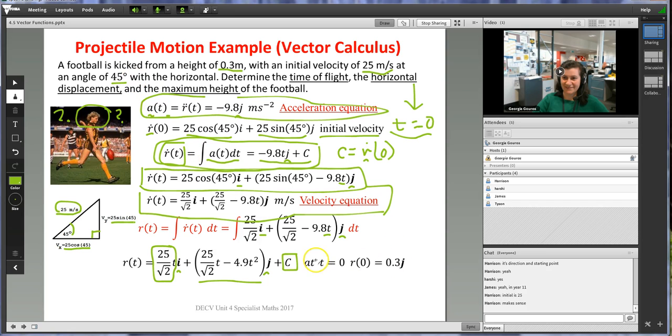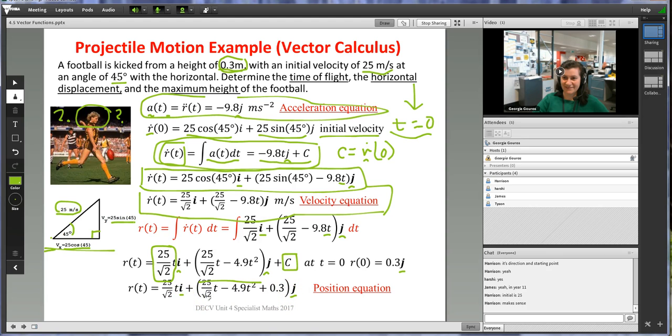because at t equals 0, the football was kicked from a height of 0.3 meters. So we know where this position was. That was at t equals 0. That was at 0.3 from the ground. Okay, so there's the ground here. Whatever. That was just above. So this is in the j direction. This is position, so we can use that. This is like another initial condition to evaluate that constant. So just putting that in.